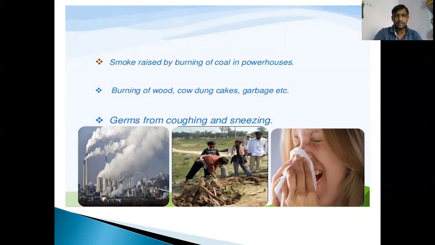Next is smoke raised by the burning of coal in power houses, burning of wood, cow dung cakes, and garbage, and germs from coughing and sneezing. So these also affect the air, causing air pollution. Smoke raised by the burning of coal, for example NTPC, National Thermal Power Corporation, in Ramagundam. You can see the smoke evolving out. And burning of wood, sneezing or coughing.